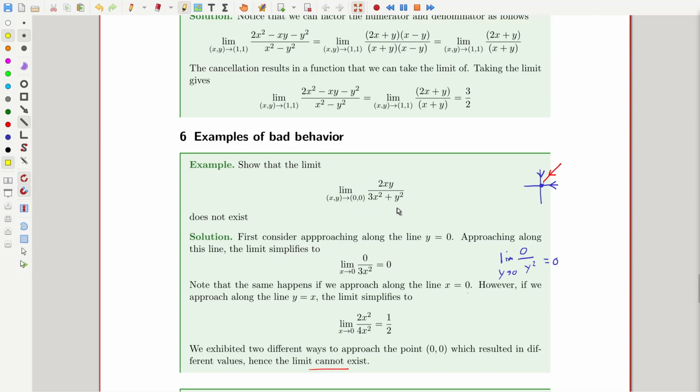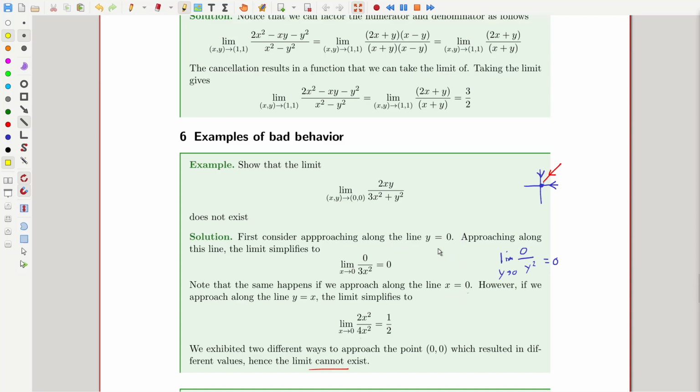So in this example, you see that if you just naively plug in, you'll get 0 over 0. So that doesn't give us anything. Instead, we need to try something else out. And you can tell that there's not really any algebra you can do to simplify this, like in the previous example of algebraic simplification. There's none of that. So instead, we try out different paths and see if different paths will give us anything.